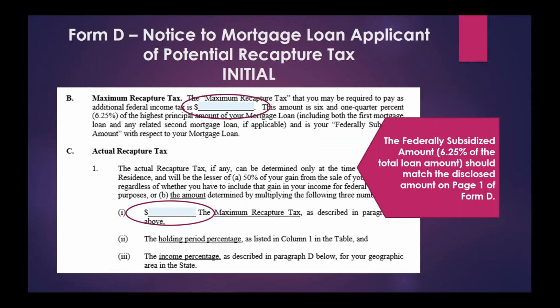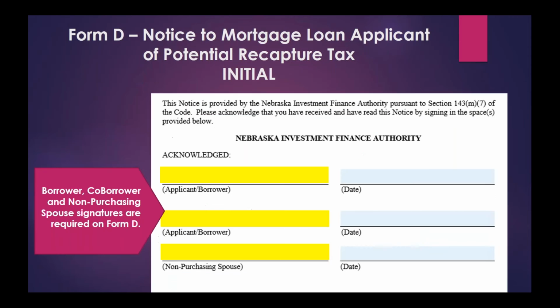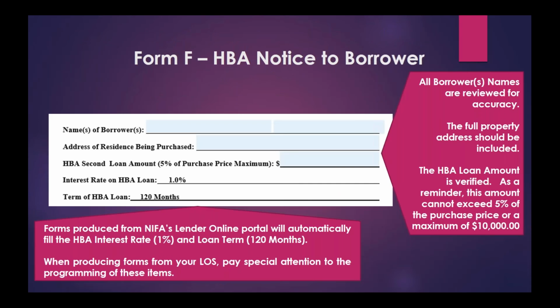This next page again has the recapture tax. It needs to match exactly what was on the first page. So if you do update one or more of the loan amounts, then this will need to be changed both places on this page as well. And it will need to be signed by any borrowers, the spouse, but not the cosigner or the occupant.